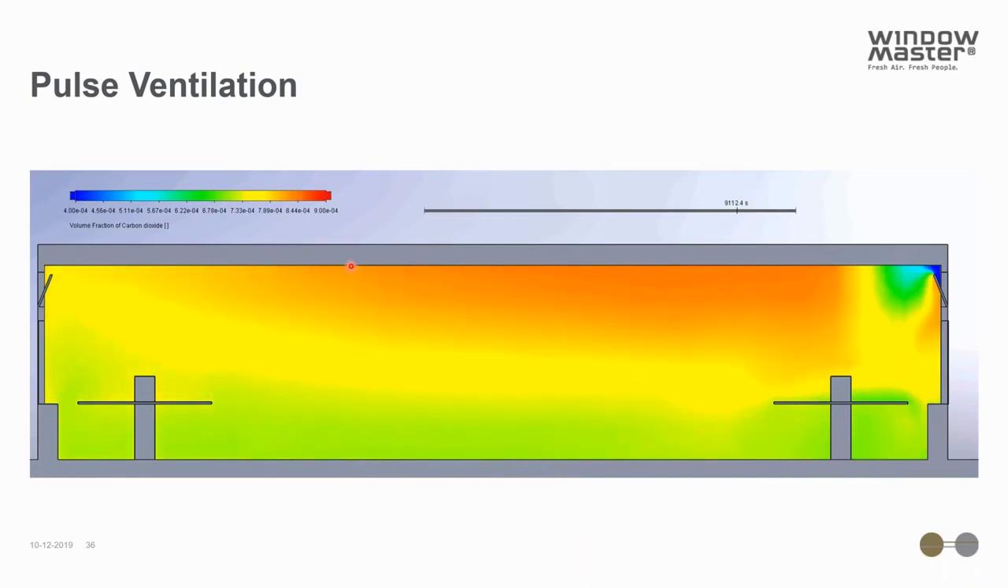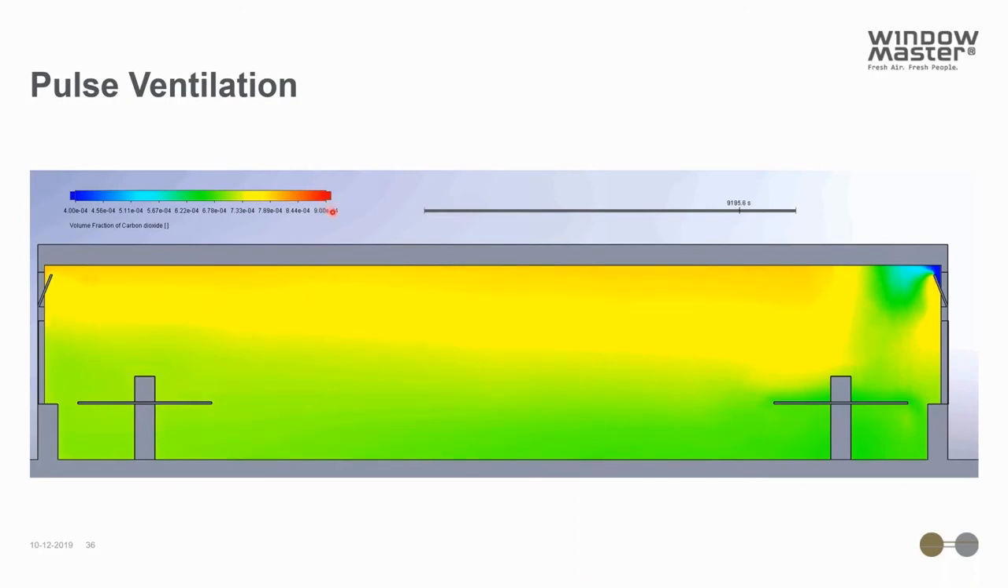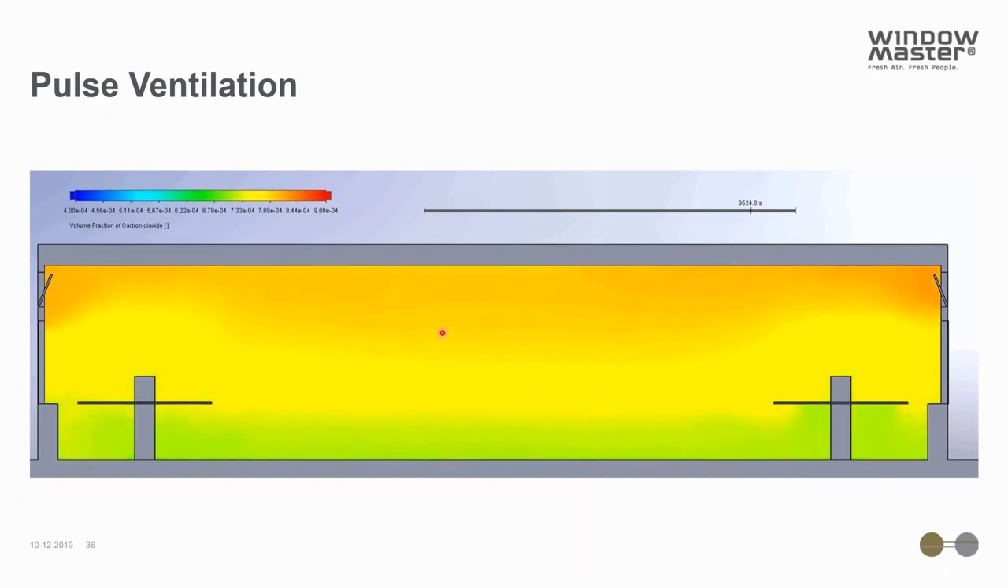Just a quick note here, you can see the red part of the scale is 900 ppm of CO2. So even though it might look a bit terrifying, it's not that bad. So right now you have around the yellow, purple or orange color, you have around 700-800 ppm.